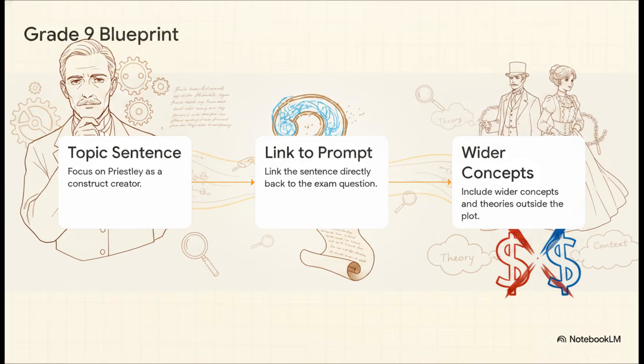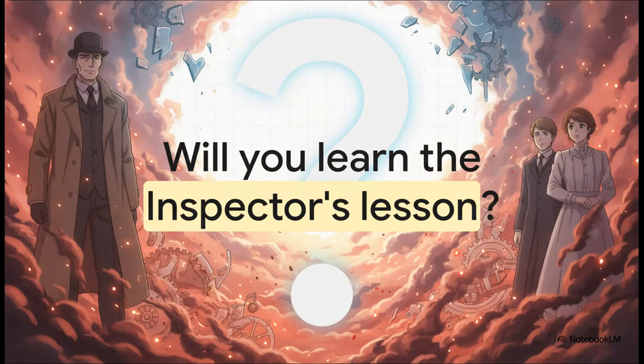And Step 3. Ensure you are pulling in wider concepts, like the 1912 patriarchal society or the conflict between capitalism and socialism, rather than just listing events from the play. By following these exact steps, you elevate your essay from a simple summary to sophisticated, top-tier literary analysis. Keep these structural tips and core themes at the very front of your mind, and you are basically guaranteed to ace your literature exam. So, as we wrap up this masterclass explainer, I'll leave you with this one thought.